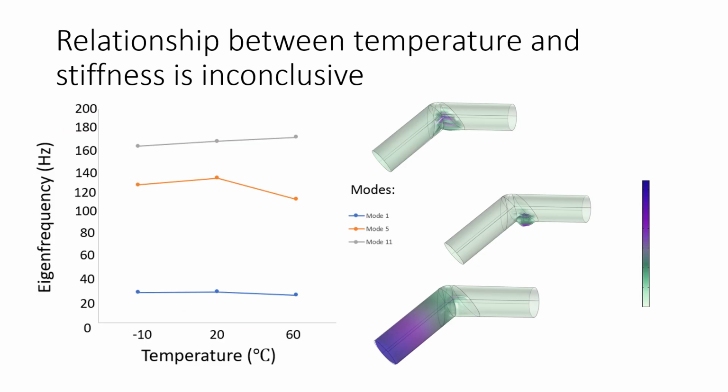So now looking at the relationship between stiffness and temperature, as I mentioned, the shifts in frequency represent shifts in stiffness. So we're looking for any patterns going on with these modes. But as we can see by looking at the graph, there's no real consistent pattern, which tells us that the relationship between temperature and stiffness is quite complex and should be investigated more in future studies.